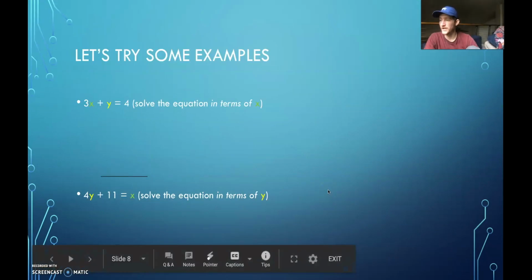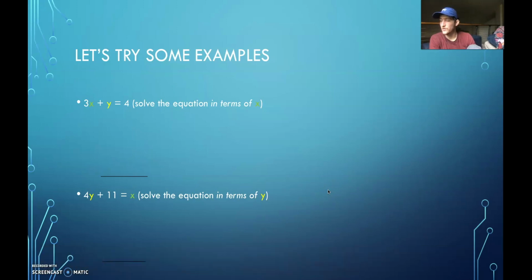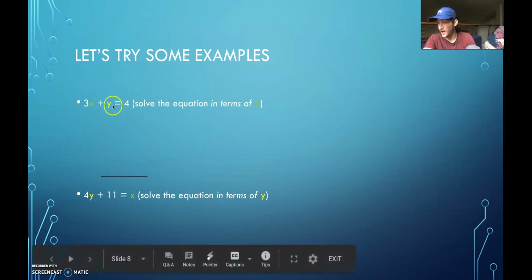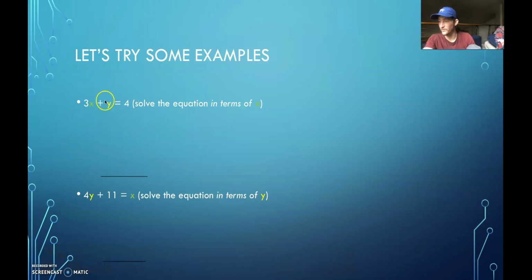All right, so now we're going to try some examples. So we have the first example, 3x plus y is equal to 4. So we want to solve this equation in terms of x. We just saw the definition of term: a part of our expression that is alone, separated from an operator. So that would be, in this situation, we've got 3x as a term, technically y is a term, and 4 is a term. So we're not solving it in terms of 4, we're not solving it in terms of y or 3x, but we're solving in terms of x alone. Okay, so that means x should be alone on one side of the equation.